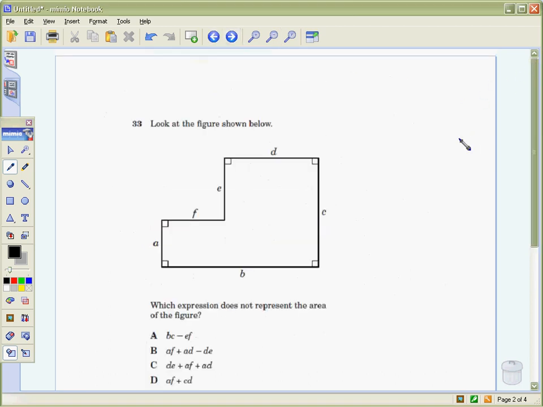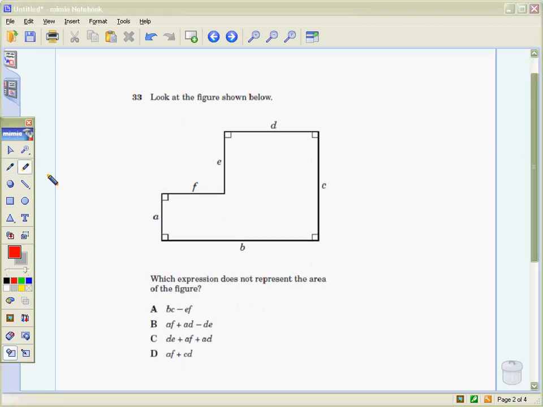Number 33. Look at the figure below, and it says which expression does not represent the area of the figure. So the key word here is going to be not. Which expression does not represent the area of the figure?